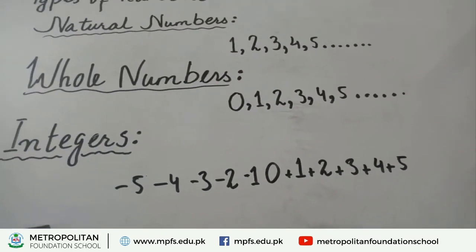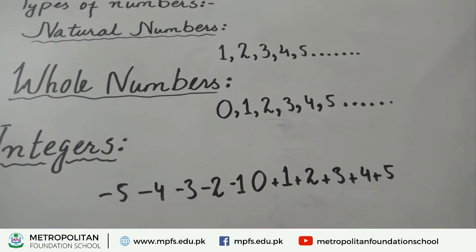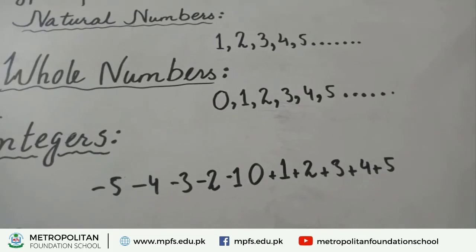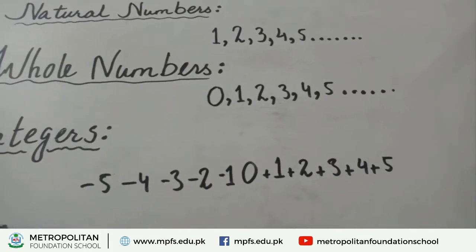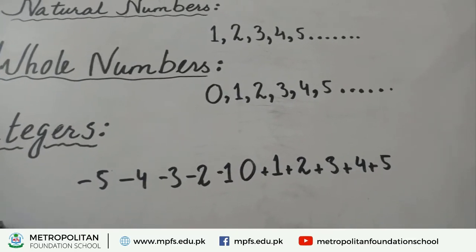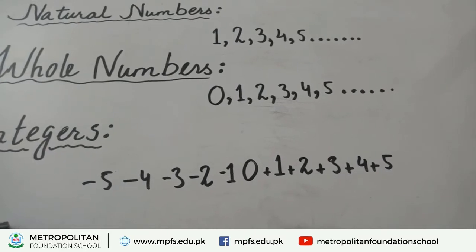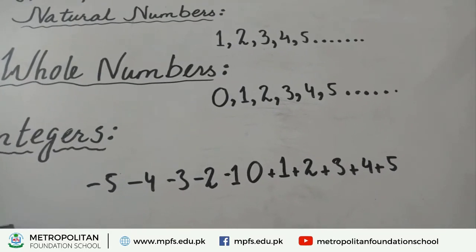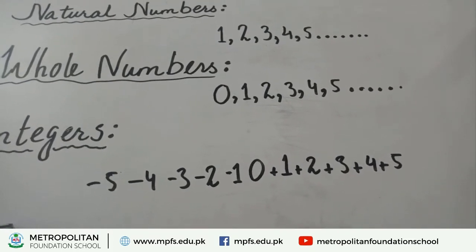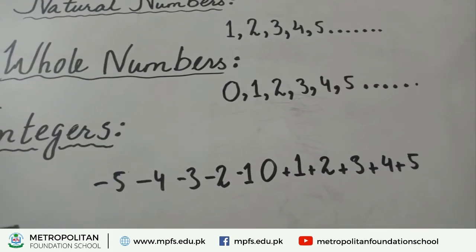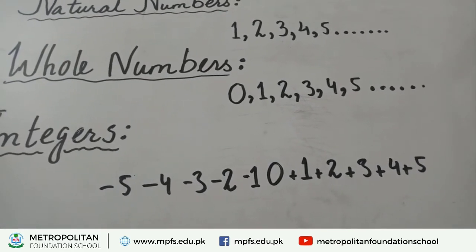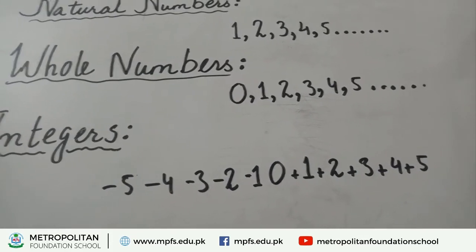So students, you all can see integers. We have two kinds of integers, positive integers and negative integers. Positive integers are plus 1, plus 2, plus 3, plus 4 and plus 5. Those are positive with the sign of plus. We call them positive integers, and when we see the numbers with the sign of minus, then we call them negative integers.